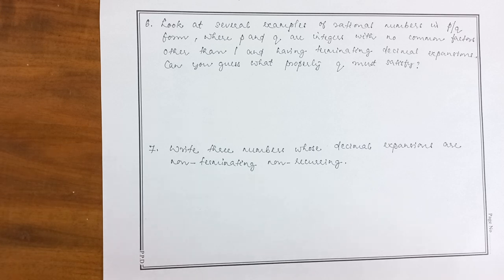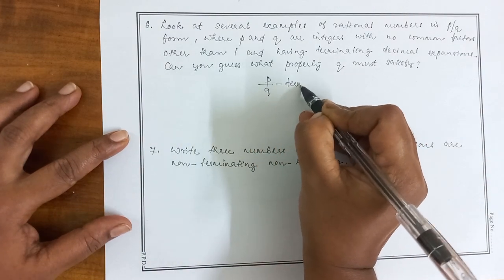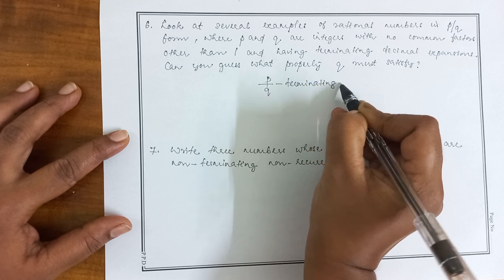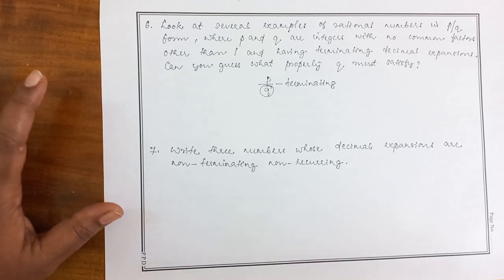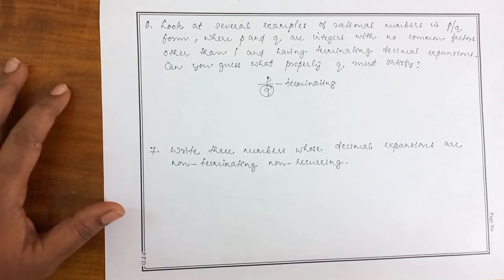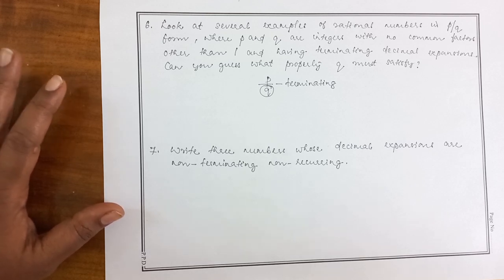So, they are asked to find the property q must satisfy in p by q form if the decimal expansion of p by q is terminating. So, here given, if p by q is terminating, we have to find a property that q must satisfy. One thing is that q should not be equal to 0. We know that. Then, what is the other? Is there any other property that q must satisfy?